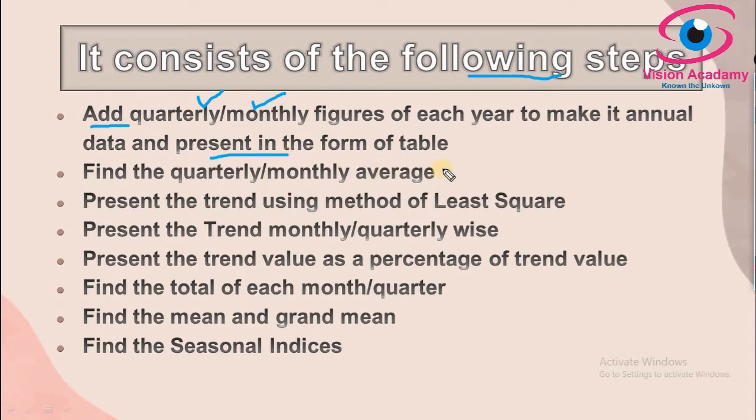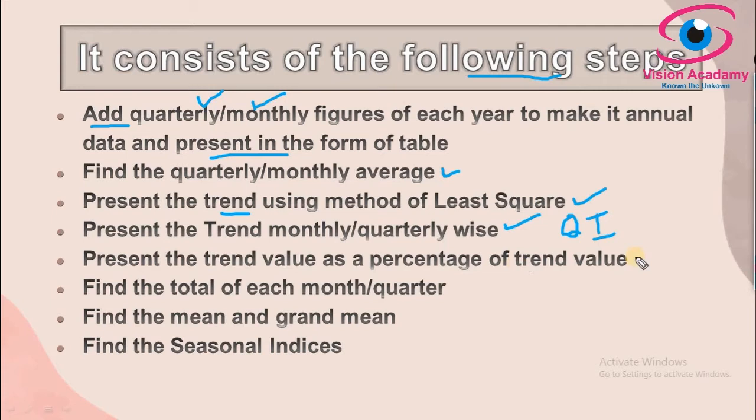After making it annual data, find the quarterly or monthly average. After that you need to find the least square method. Using least square method, you need to find a trend value. After finding trend value, you need to present the trend value monthly or quarterly wise. To present the trend value, you need to take a quarterly increment. I will show you how to take quarterly increment, and therefore you will get quarterly wise data by increasing quarterly increment and by decreasing quarterly increment.